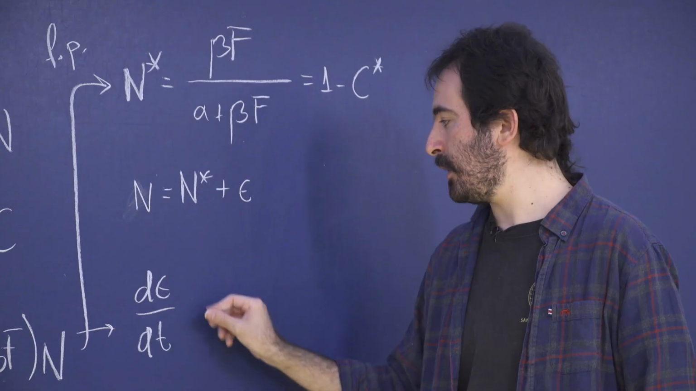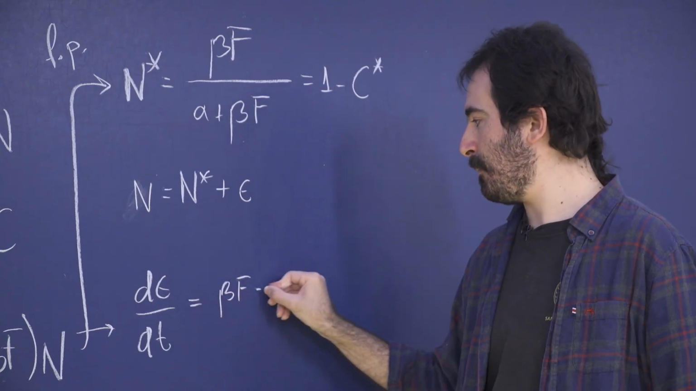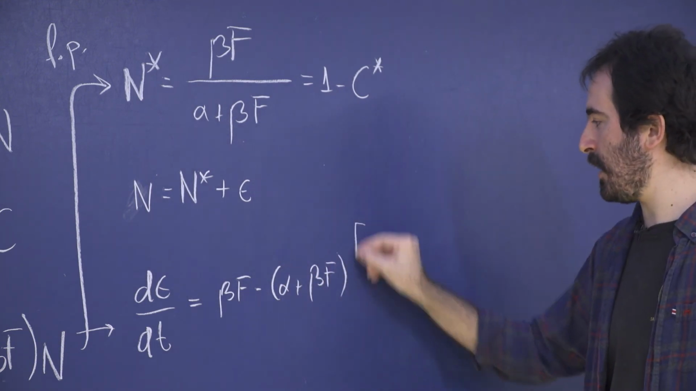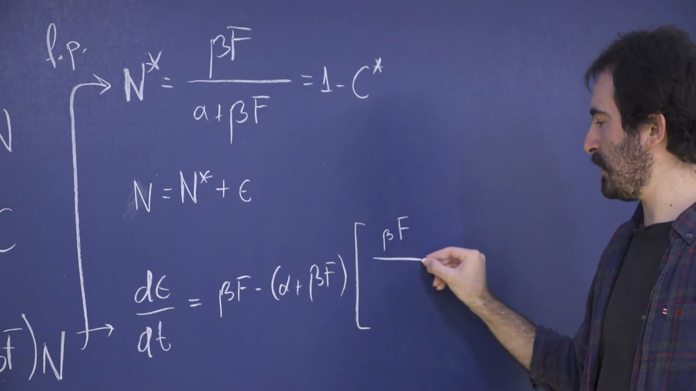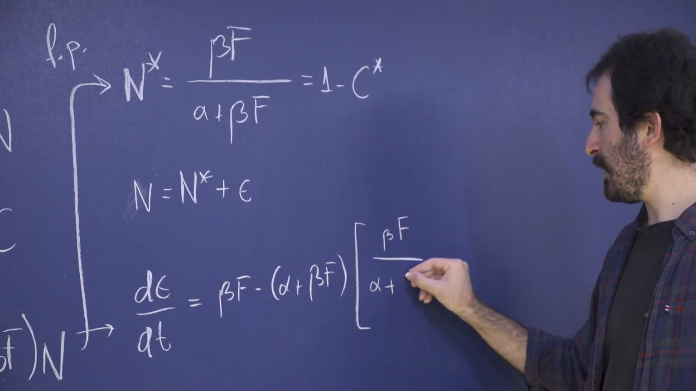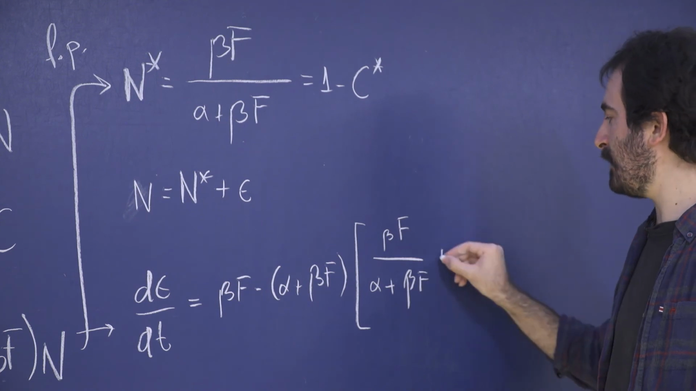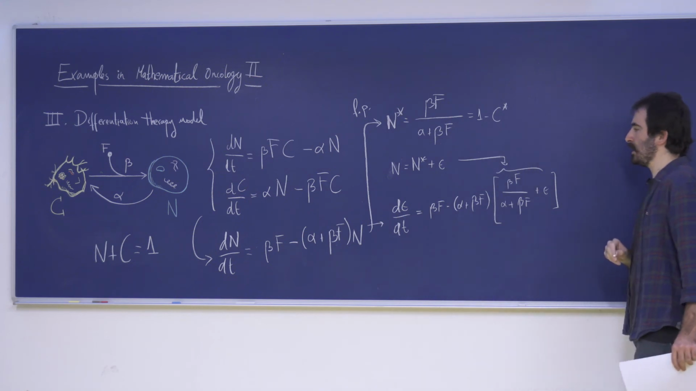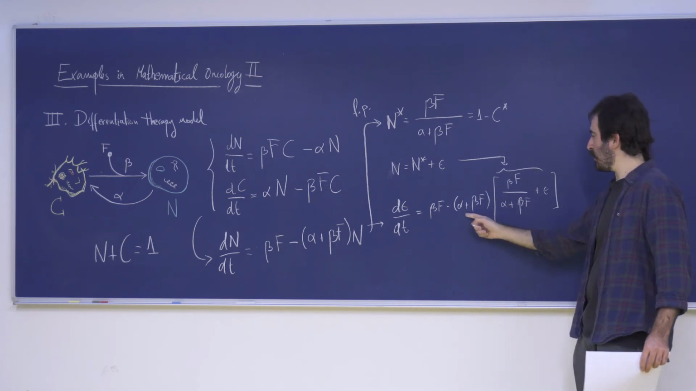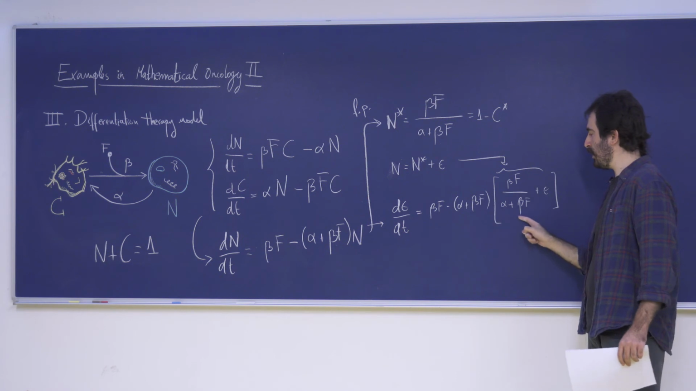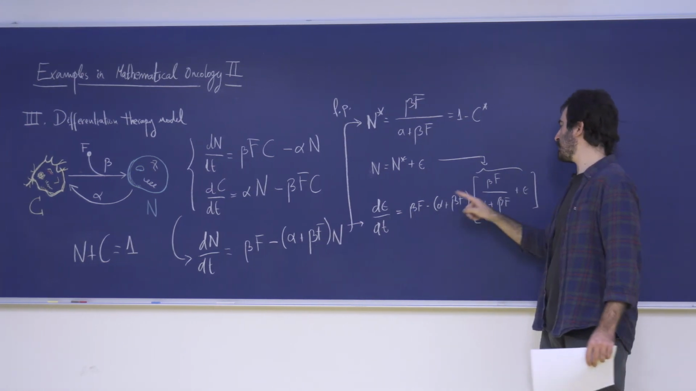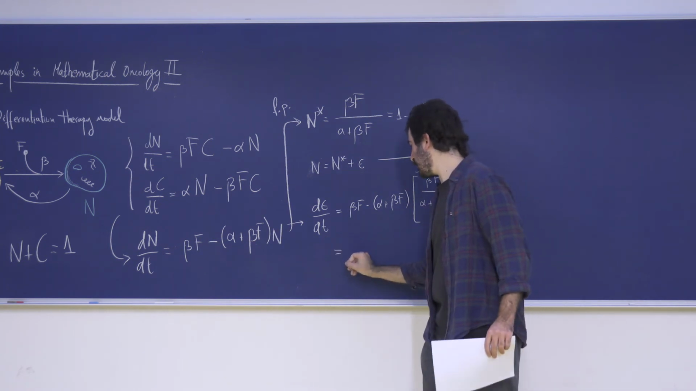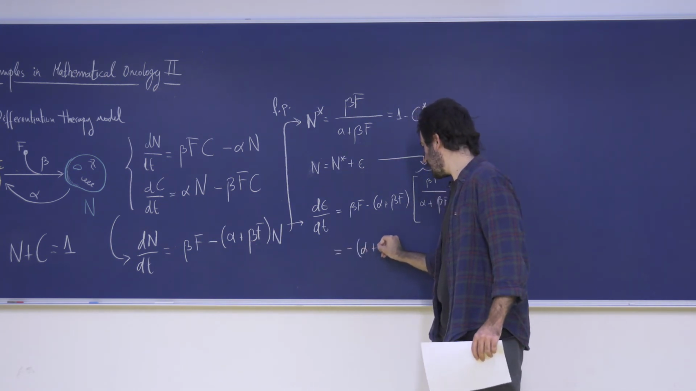Okay, so let's do it. If I substitute beta f minus alpha plus beta f, and here I write n star for what it is, which is beta f divided by alpha plus beta f, and then add this epsilon, as I am doing right here. Notice that this is going to cancel with this. The numerator is going to cancel with this denominator, and now beta f is going to cancel with the remaining beta f over here. So all we are going to be left with is this.